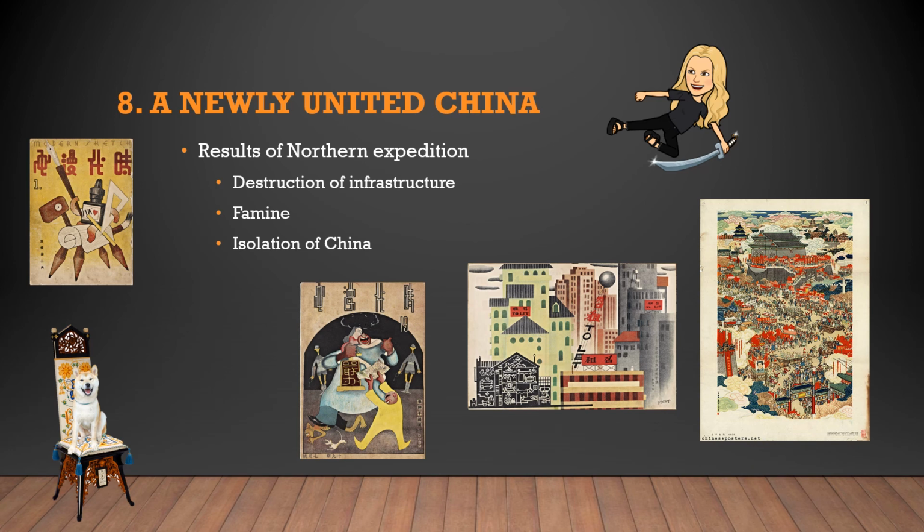The results of the nationalist Northern Expedition included the following: destruction of railways, bridges, and other important components of the national infrastructure, a famine in northwest China that killed between 3 million and 6 million people, and isolation of China from a powerful potential ally, the Communist Soviet Union, by attacking the Communist Party of China, which was sponsored by the Soviets.